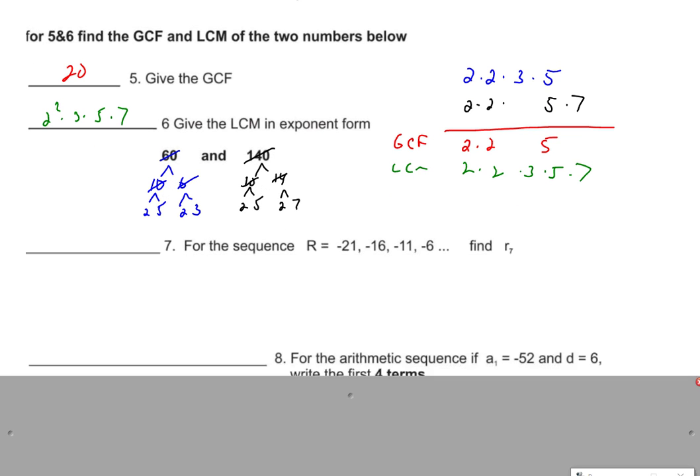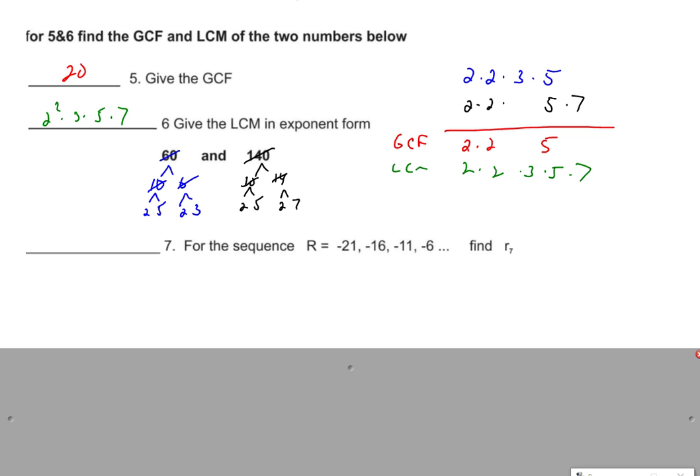All right, let's take a look at number 7 here. For the sequence, r equals negative 21, negative 16, negative 11, negative 6. Find r sub 7, right? Go ahead and do that one. What is r sub 7?